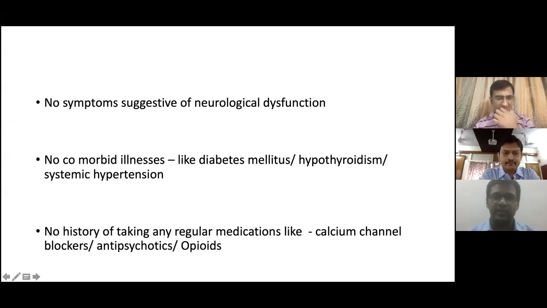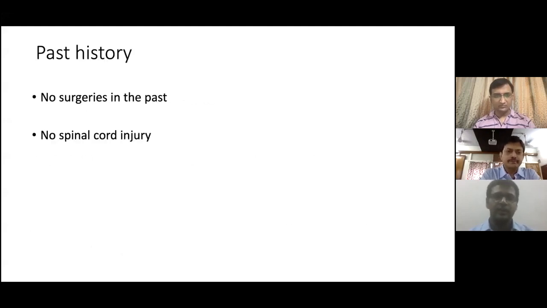There were no symptoms to suggest neurological dysfunction, like lower limb weakness, bowel or bladder issues. We asked specifically for this history. He did not have any such problems. There were no comorbid illnesses like diabetes mellitus, hypothyroidism, or systemic hypertension. There was no history of taking any regular medications like calcium channel blockers, antipsychotics, or opioids. He did not have any surgeries in the past, and there was no history of spinal cord injury.